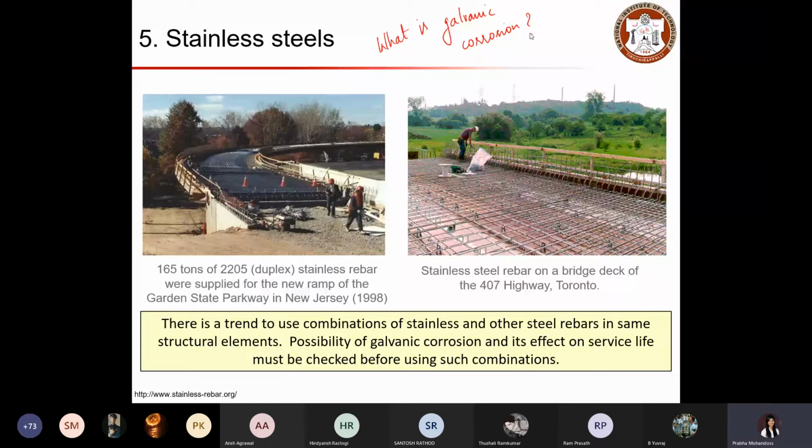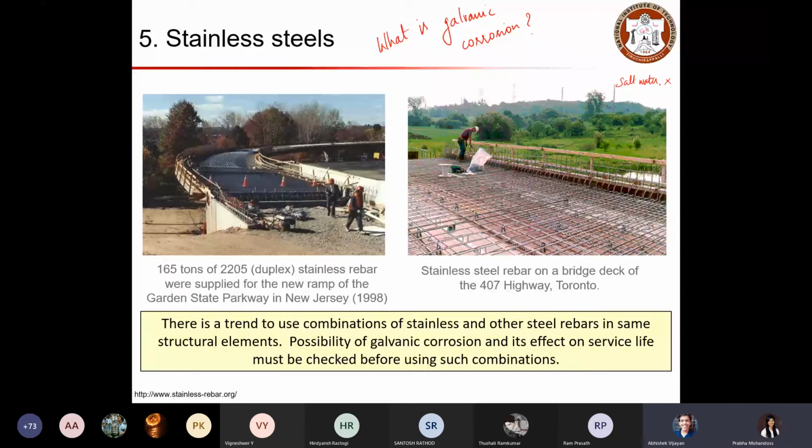So have you heard this word galvanic corrosion before? Due to salt? Salt water, something like that. Ma'am, some kind of corrosion between two metals when it is under some medium.